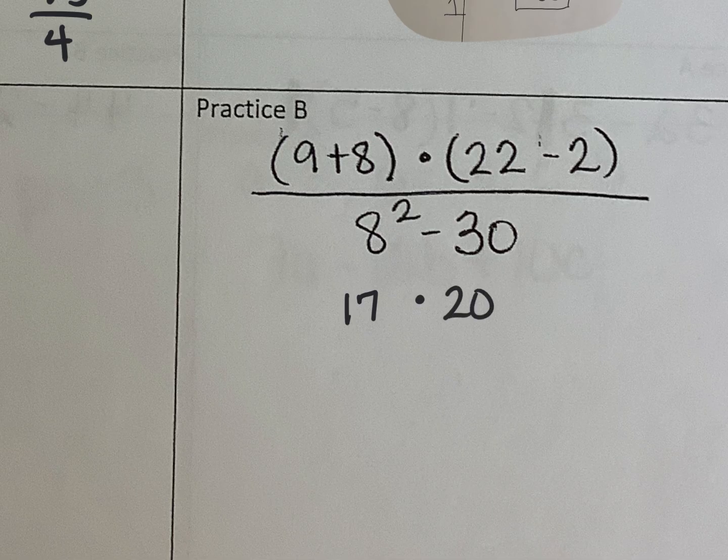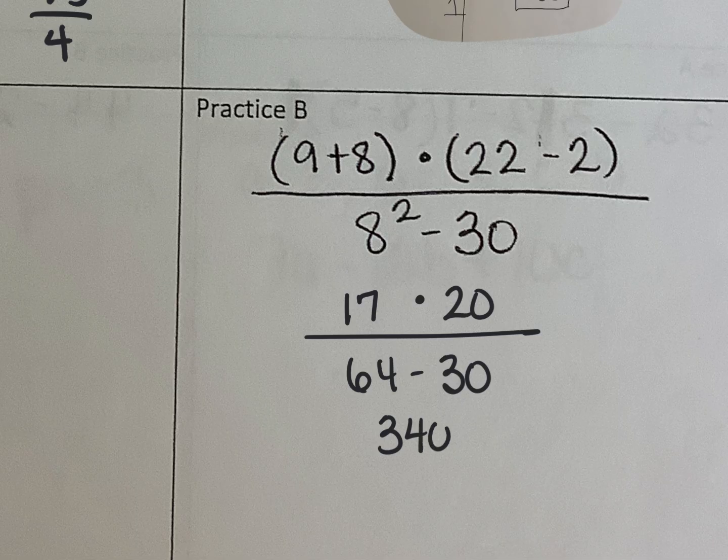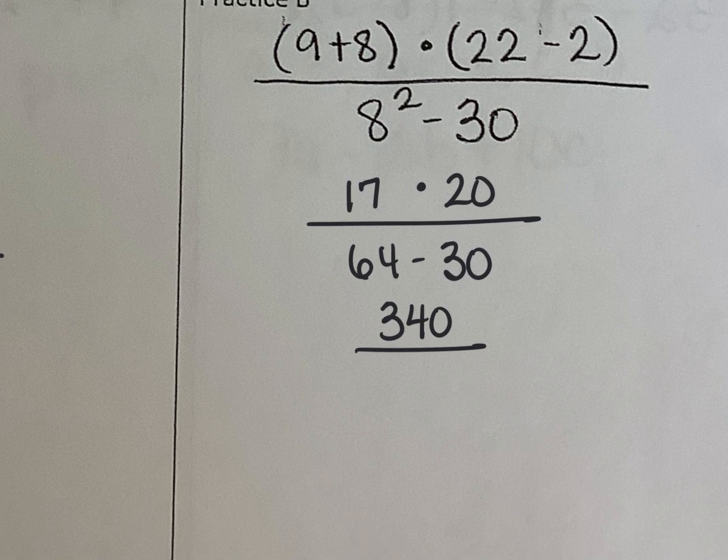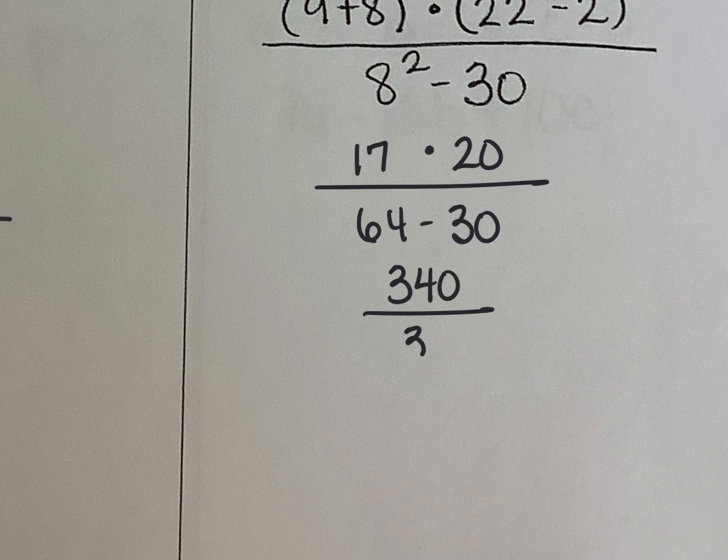All right. In the bottom, 8 squared. 8 times 8, 64. Good. Minus 30. All right. 17 times 20 is 340. What is 64 minus 30? 34. So if I'm doing 340 divided by 34, 10 over 1, just 10. Good. Yep. Questions?